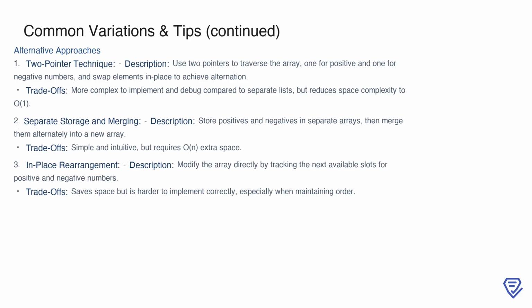A third option is in-place rearrangement, where you directly modify the array by keeping track of the next available slots for positive and negative numbers. This approach saves space but is more complex to implement, especially while ensuring the order of elements is preserved. Choosing the right method depends on the specific constraints and requirements of the problem or interview scenario.